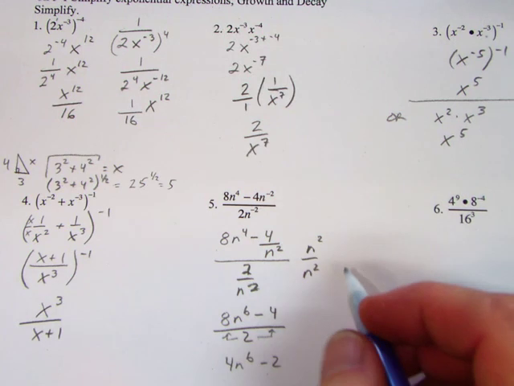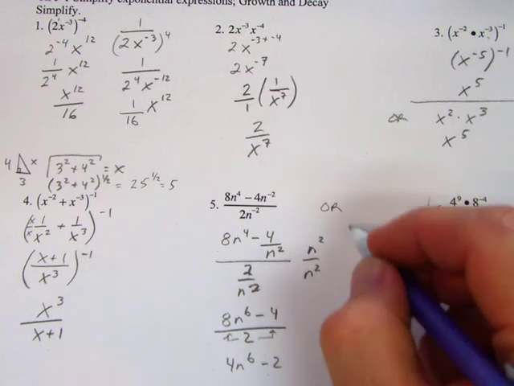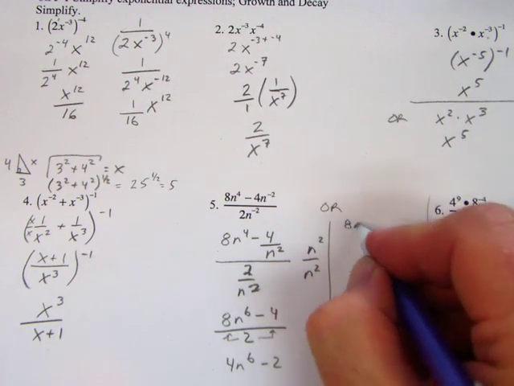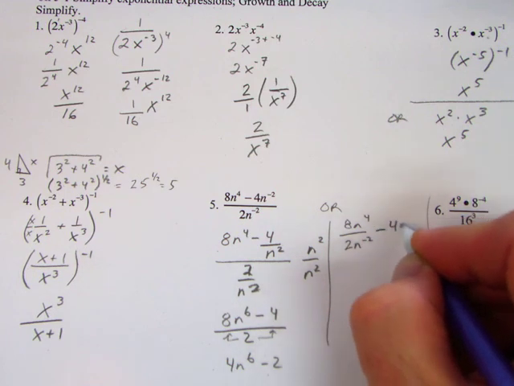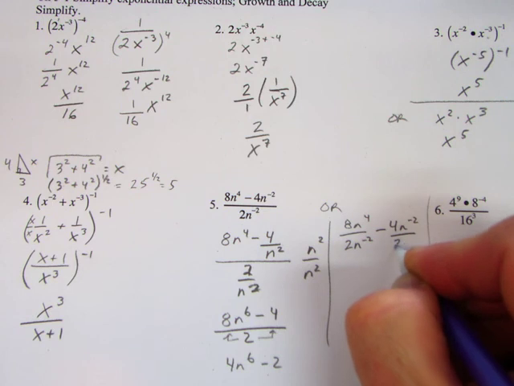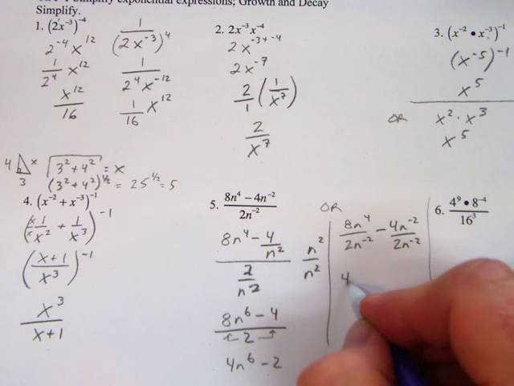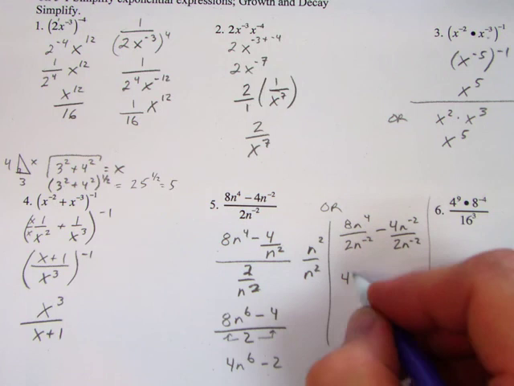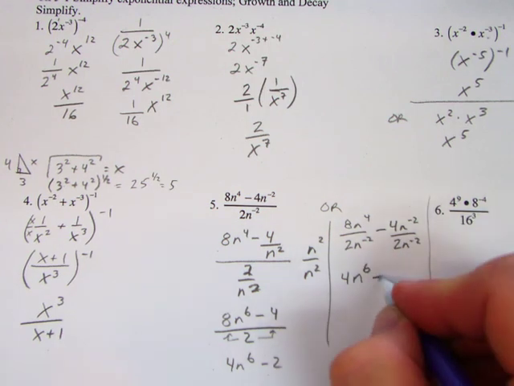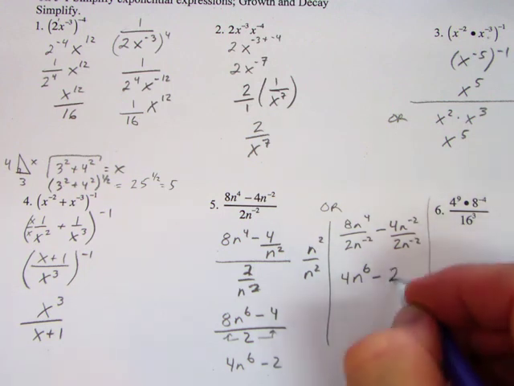Now let me show you another way I could do this one. I could have done this, so I'll put a little space here. 8n to the 4th over 2n to the negative 2, minus 4n to the negative 2 over 2n to the negative 2. 8 divided by 2 is 4. n to the 4th divided by n to the negative 2, so 4 minus negative 2 would be 4 plus 2, which gives us n to the 6, minus n to the negative 2 over n to the negative 2 is 1, so we just get 2.